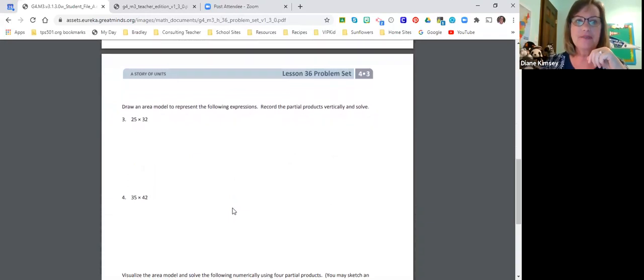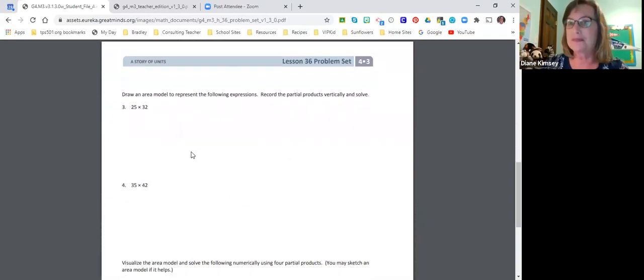Well, if you ask me, it's right here, it's 3 and 4. Because on that exit ticket, they have to take a 2-digit times 2-digit, and they have to draw an area model. So I'm gonna make sure that when that 10 minutes starts, kids, we have to do number 3, we have to do number 4 today.